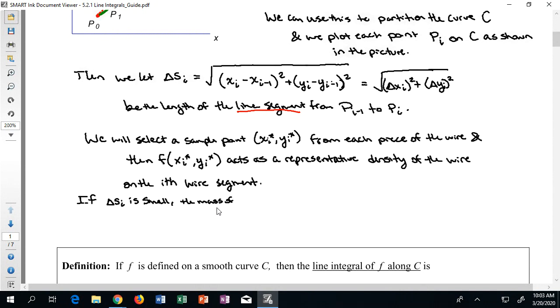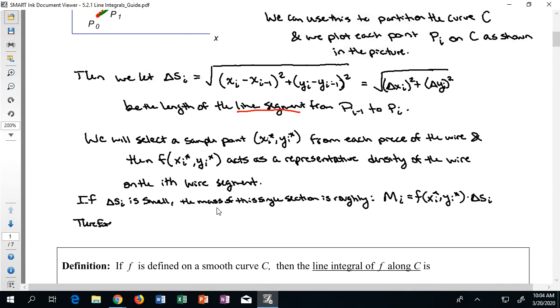I could say the mass of this single section is roughly the same as, here would be my estimated mass, take the density, which is modeled by this f function with my special point plugged in, and multiply that by the associated length. So it's kind of like, how long does this density exist for?